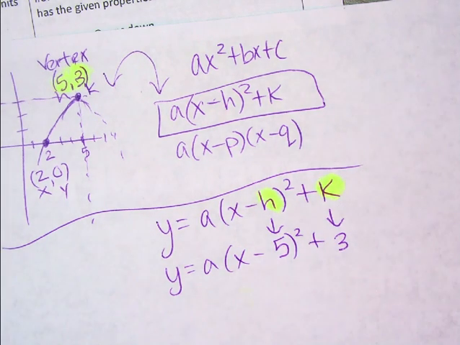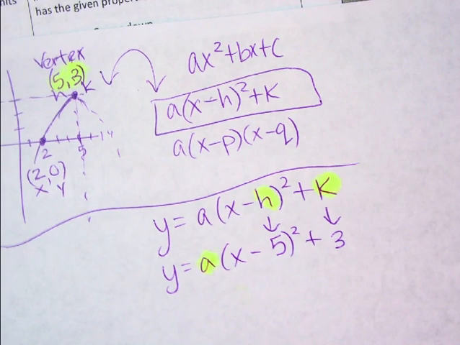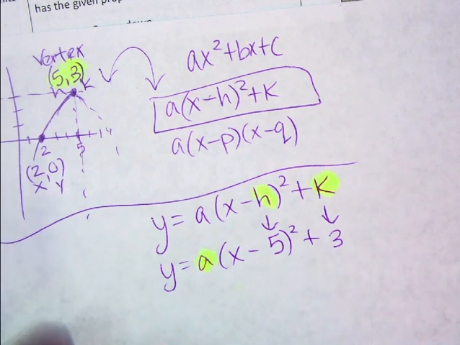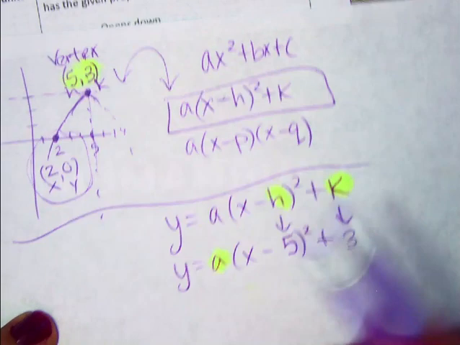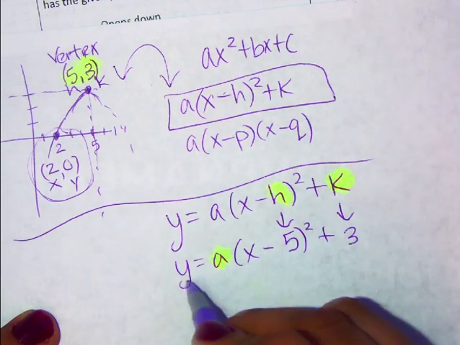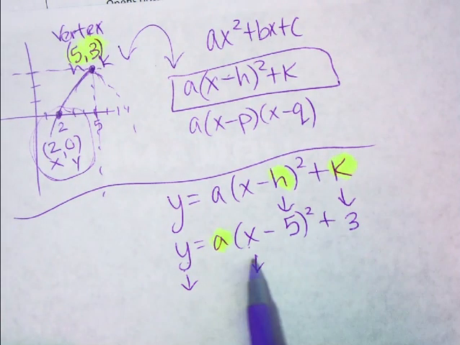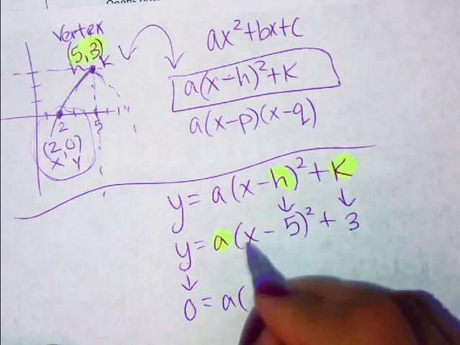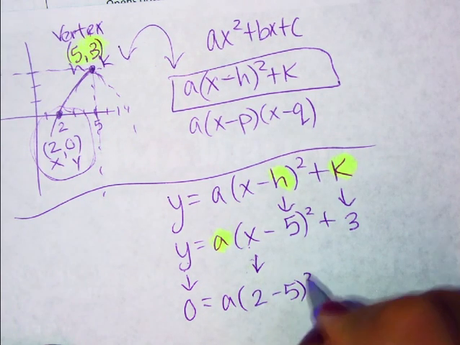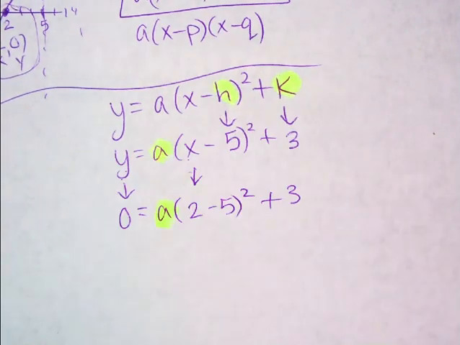So to get our final equation, we need to also have that a value filled in. This a value cannot be calculated just by looking. You have to actually do some math. Use this point as your x and y value here. So the x and y that are here are going to be substituted. So you have 0 equals a(2 minus 5) squared plus 3. And now we are left with an equation where you just have to solve for a.